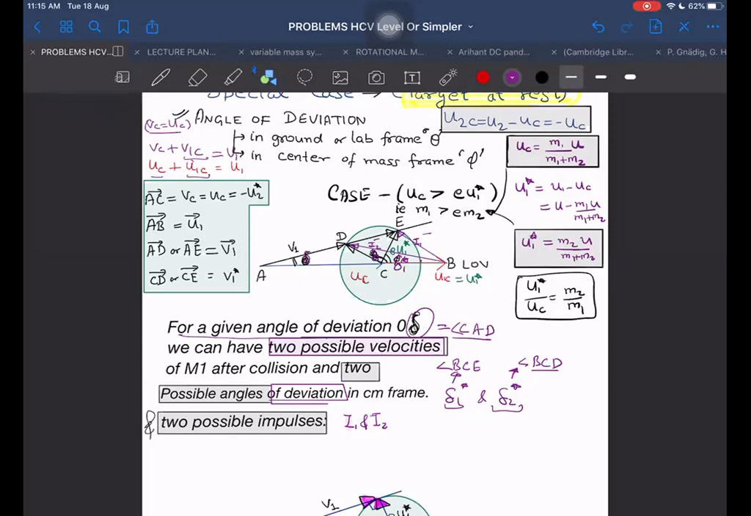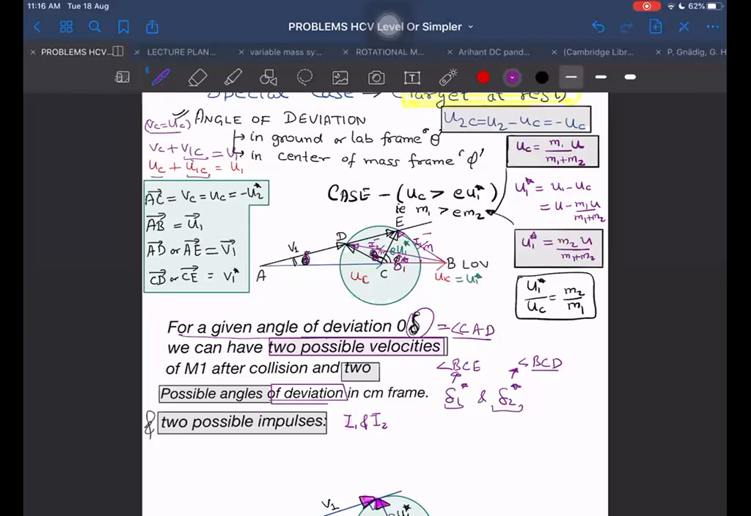What is the impulse? By definition, impulse is change in velocity multiplied by mass. So rather than saying it is impulse, I should have written it as impulse per unit mass, because here I am talking about change in velocity. So it is I1 per unit mass. This is also I2 per unit mass. Anyway, it means it has two possible impulses.